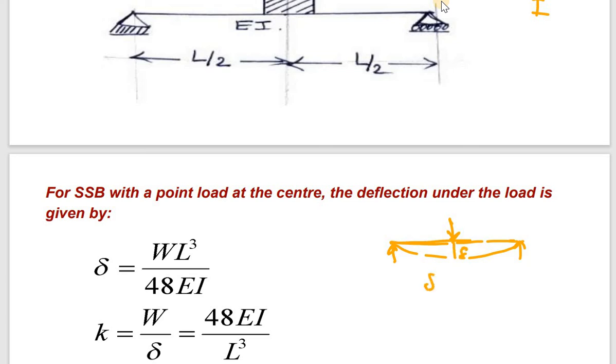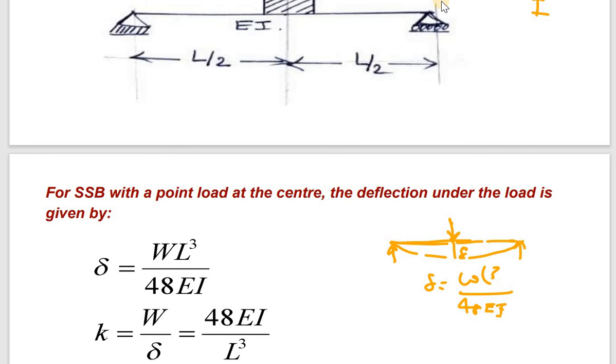Delta is equal to WL cube by 48 EI. For a UDL it will be 5 by 384, that value. So these values you need to have in mind, because we are studying structural dynamics, so you need to have a very good idea about the normal structural analysis. Then only we will be able to do these problems.